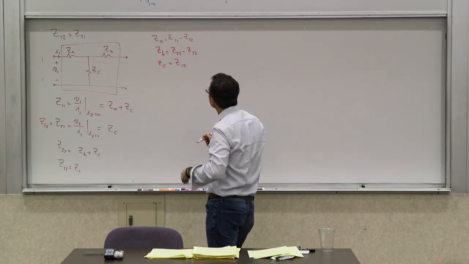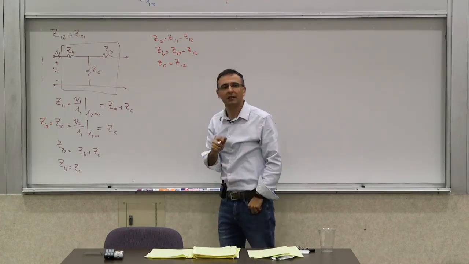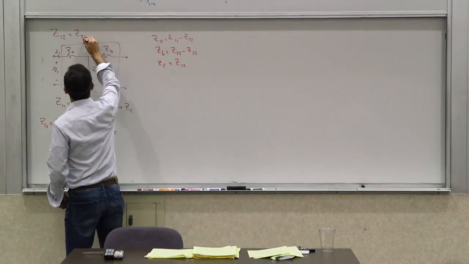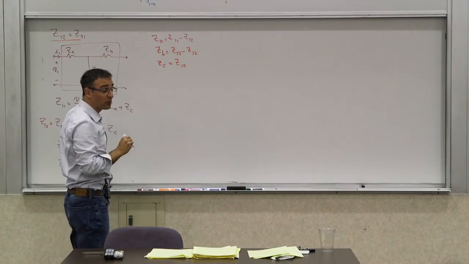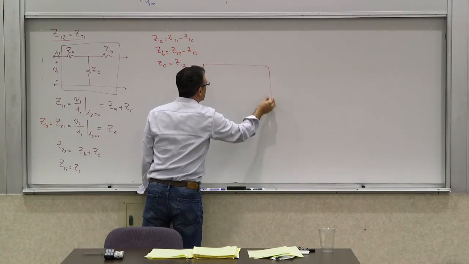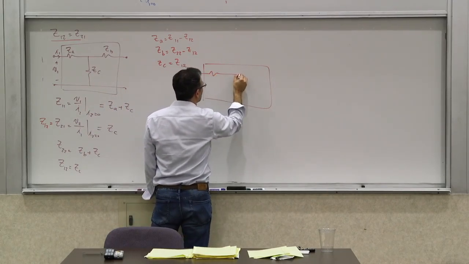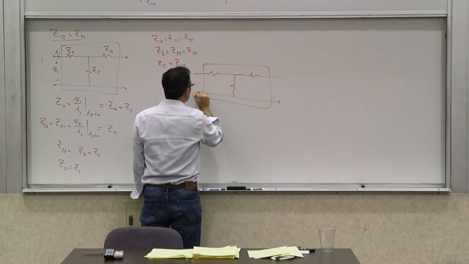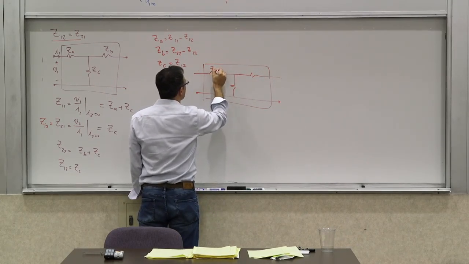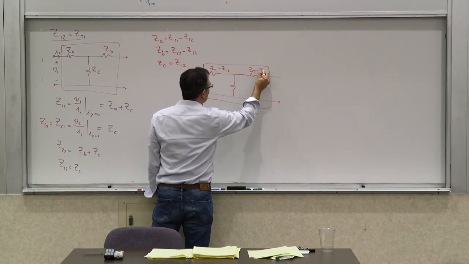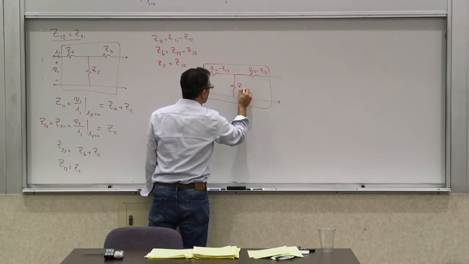Now, what does this tell you? It tells you something very important: if your network is reciprocal, you can describe any reciprocal network with a T network. There's an equivalent circuit for it, which is just a T. And the parameters of that T are Z11 minus Z12, Z22 minus Z12, and Z12 itself.